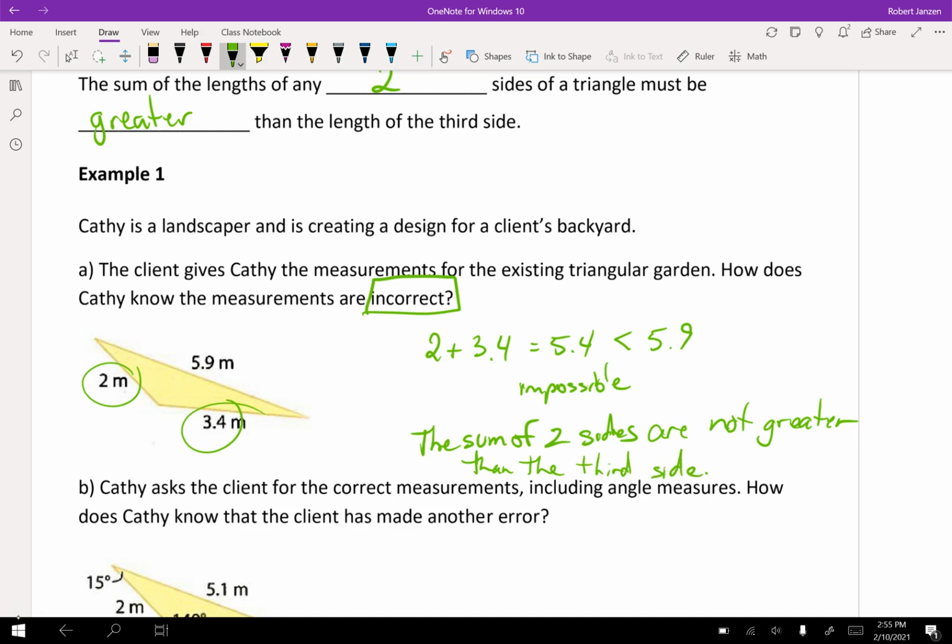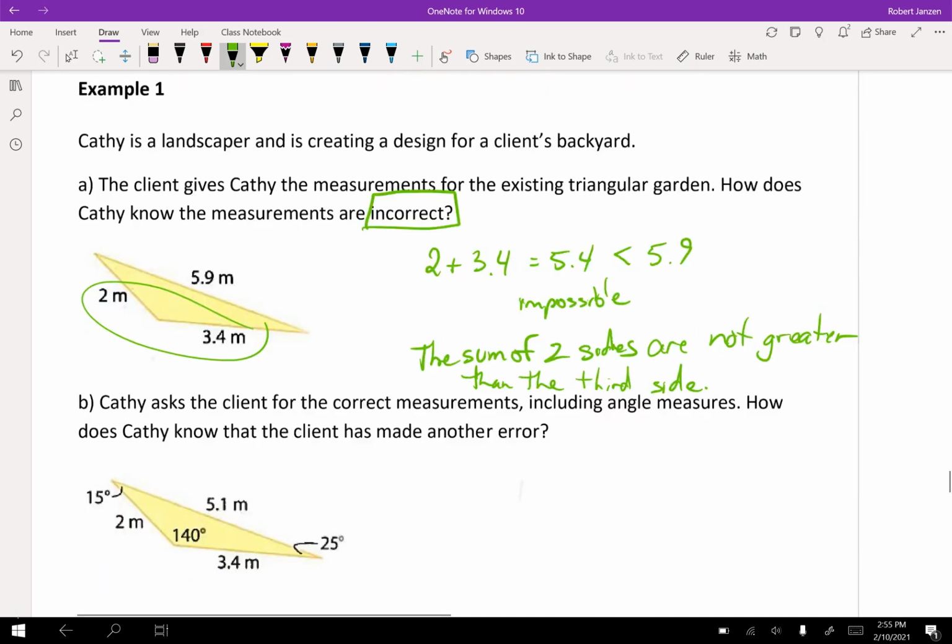Now you may be saying, well, why did I pick those two? Well, we could have taken, say, these two, and if you would have added that up, you would have had 9.3. That's bigger than 2, so in that sense it's okay. And if we would have added these two up, that is bigger than the third side, so that would have been okay. It's only when we take these two sides and add them up that it's not bigger, so that's definitely wrong.